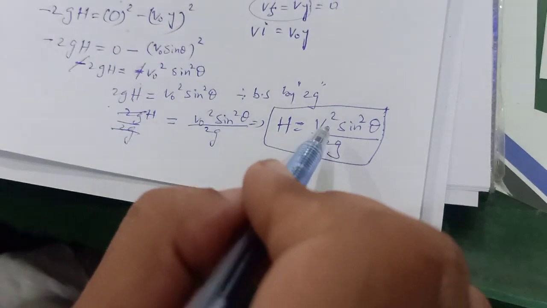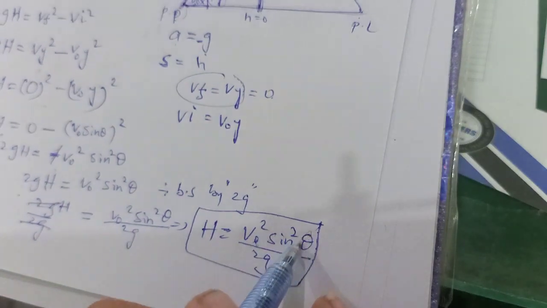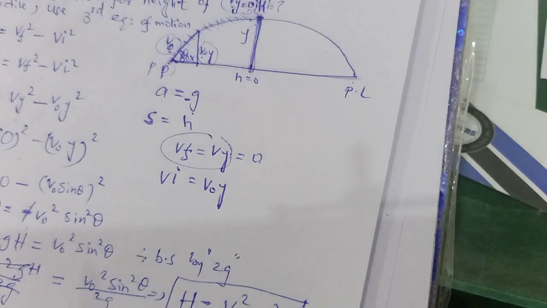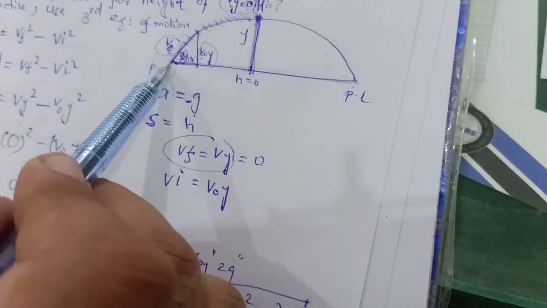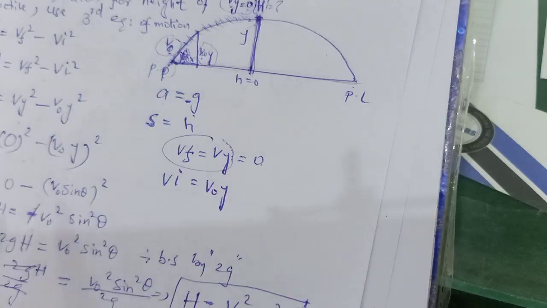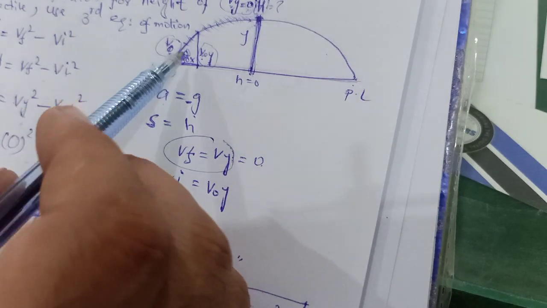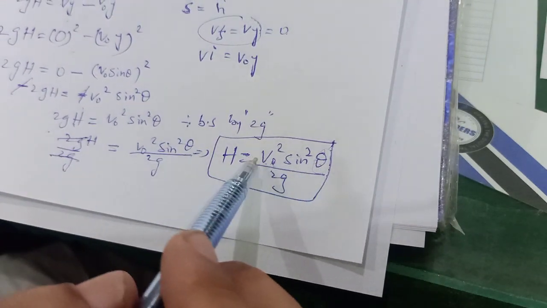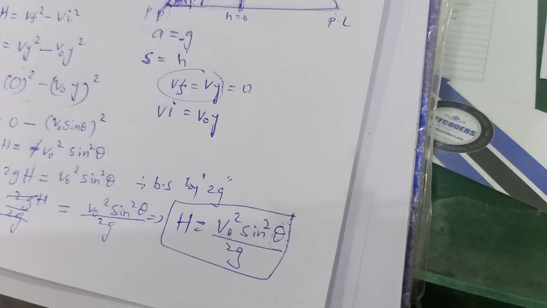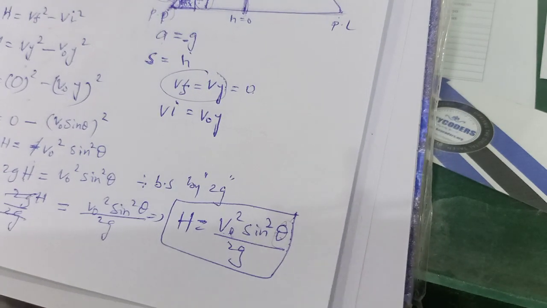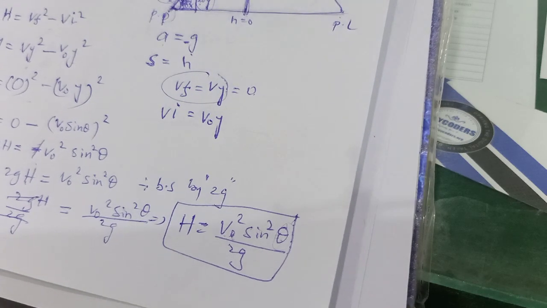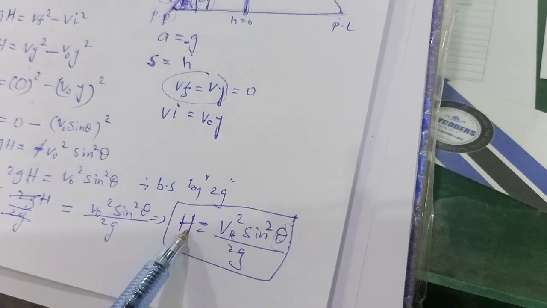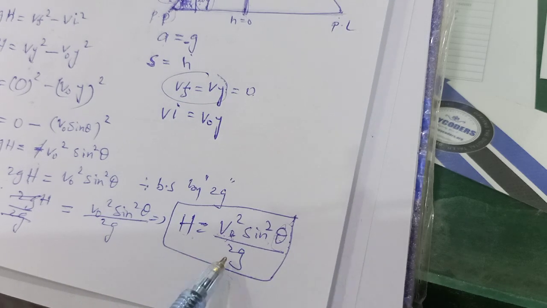So if we know the initial velocity, V naught, and if we know the angle of projection, the angle with which it is thrown from the point of projection, that is, when the missile was being thrown from the ground, what angle it was making with the earth at that time. So if we know these two things, initial velocity and the theta with which it is thrown, we can easily find out the height attained by projectile. We can easily find out how high the projectile or the missile will rise. What will be the height or the summit of projectile? We can easily find out the value of summit or height by using this equation.